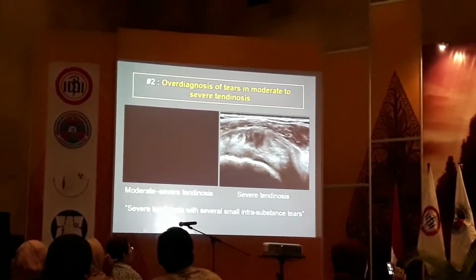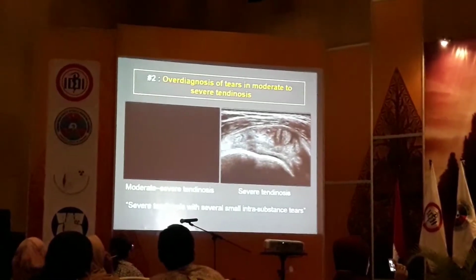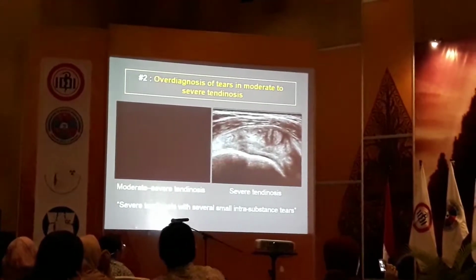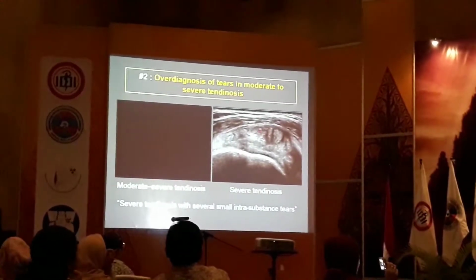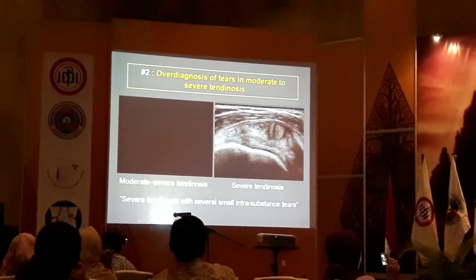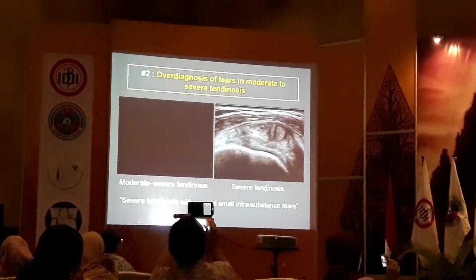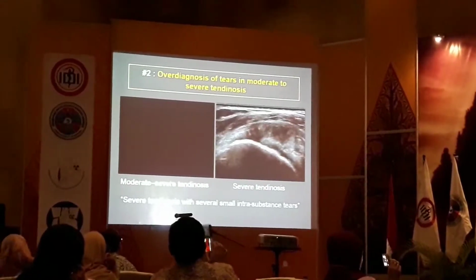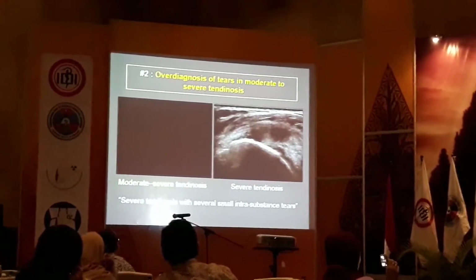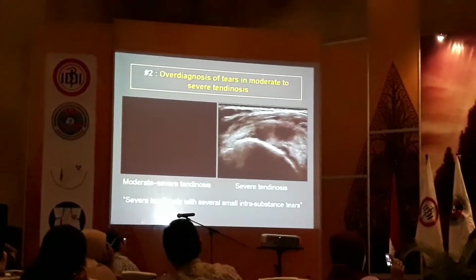And then when you come to more severe degrees of tendinosis, you will often see these hypoechoic lines within the tendon. Don't go around measuring these and counting and reporting these as intrasubstance tears. Yes, they are tears, but they're not of any surgical relevance. So just report this as severe tendinosis with several small intrasubstance tears. And being able to recognize tendinosis and the range of tendinopathy is a very, very important feature of rotator cuff ultrasound.